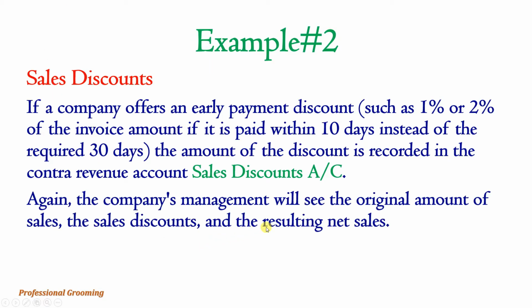Again, the company's management will see the original amount of the sales, the sales discount value, and the resulting net sales, like sales minus sales discounts, and the net value of the revenue. So the sales discounts value will be shown on the reports, so the management will know how much discount we have paid to our customers.